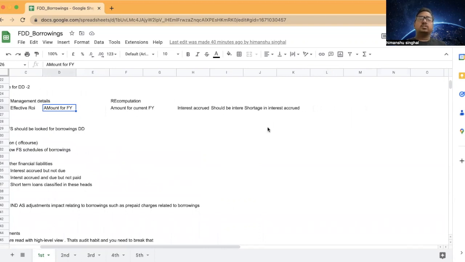Now here your work starts. Your work is recomputation. Recomputation is simple. You have a loan and the interest rate and the period you're computing on, and you can very easily compute the interest. In addition, in FDD, what you are required to do in this particular schedule is capture the interest accrued movement. So for example, interest accrued as per financial statements, taken by loan again here. Then the interest recomputed by you. Then your shortage of interest accrued. Now this shortage of interest accrued will go to your net debt table.